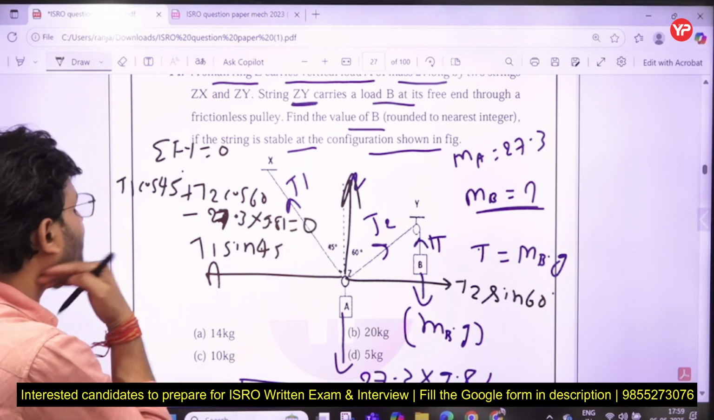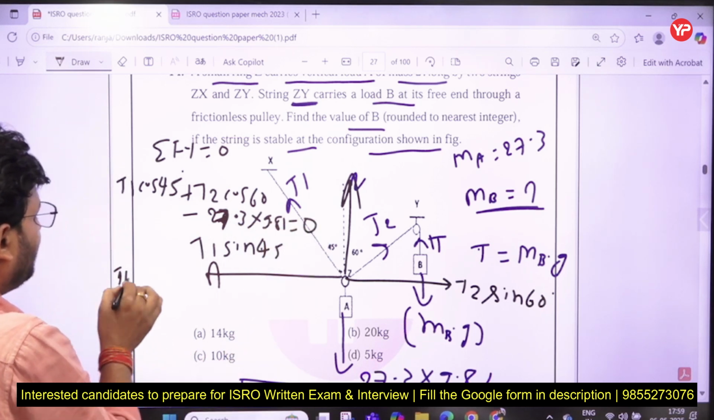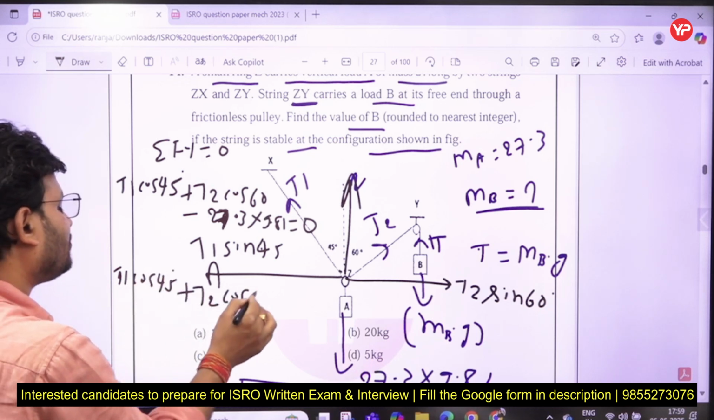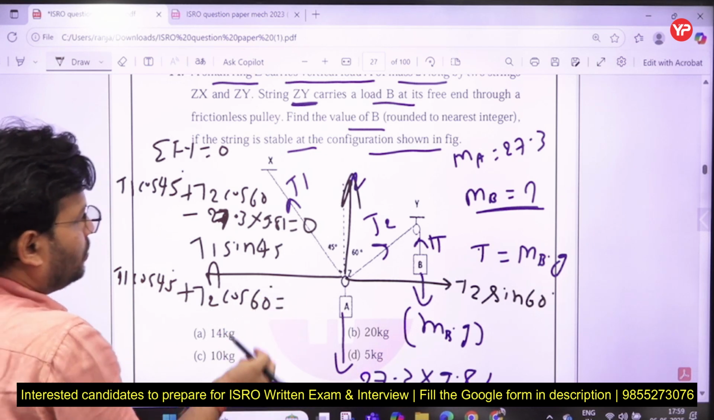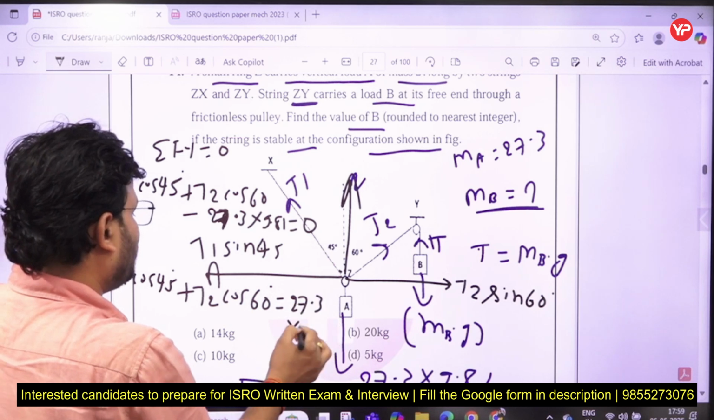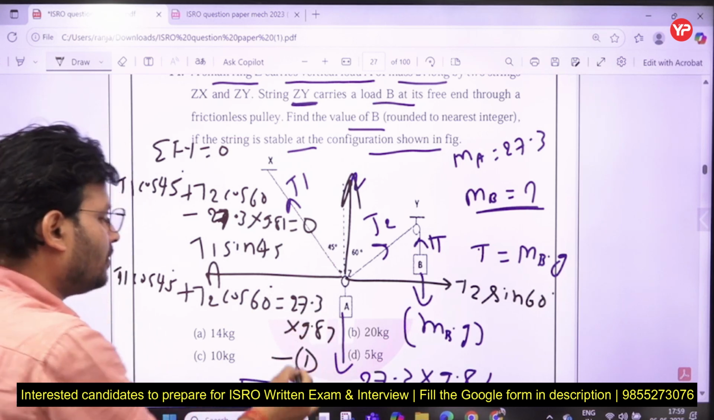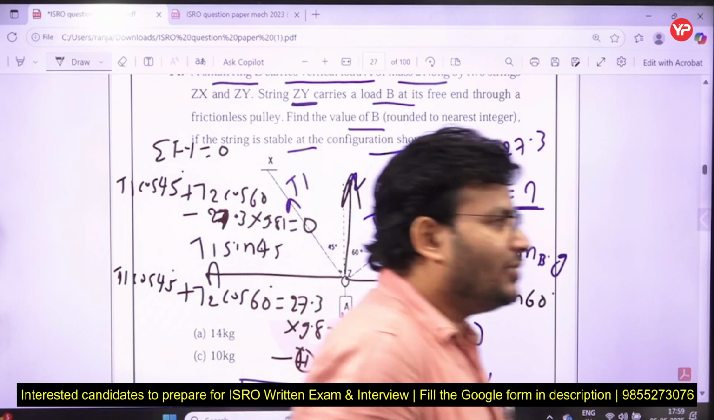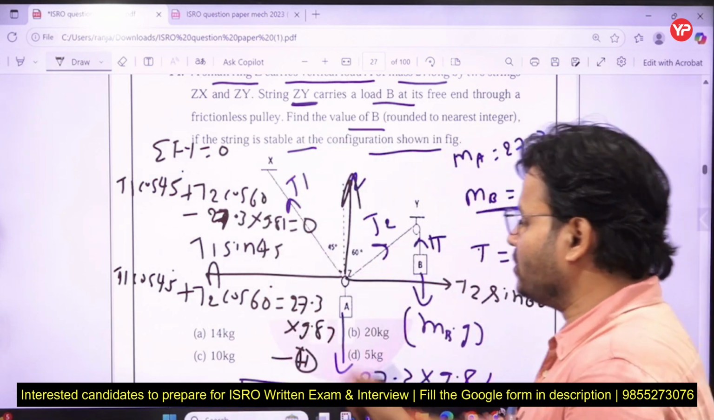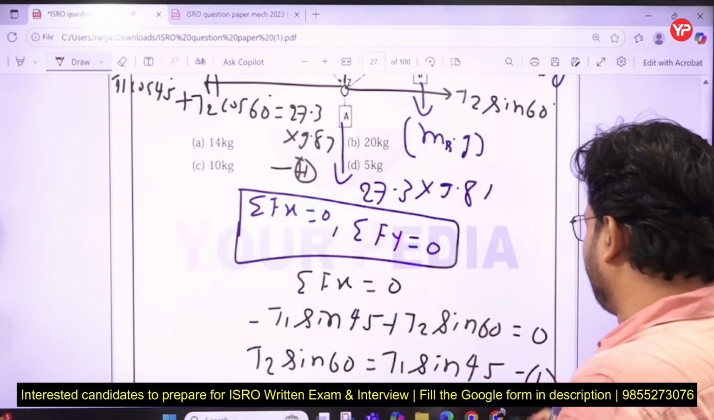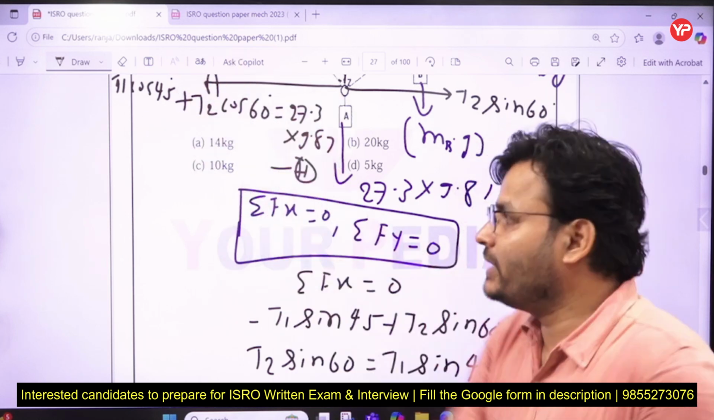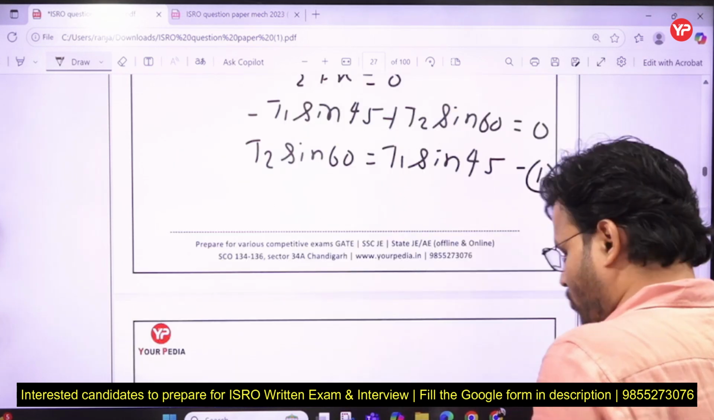So can you get equation number 2 from there? We can say yes sir, T1 cos 45 plus T2 cos 60 is equal to 27.3 into 9.81, whatever is coming out. So my dear friend, that is equation number 2. So from equation number 1 and 2, can you get the relation between T1 and T2 or not? Yes sir, I will get the relation by solving equations 1 and 2, put that relation in there, and after doing that my dear friends, I am coming to the value.